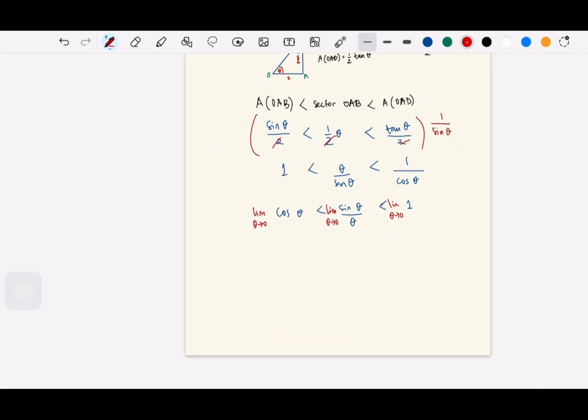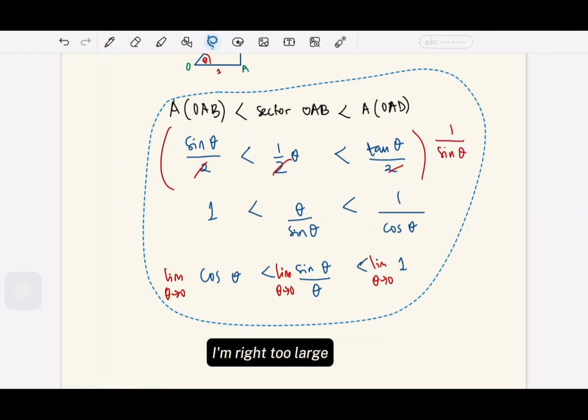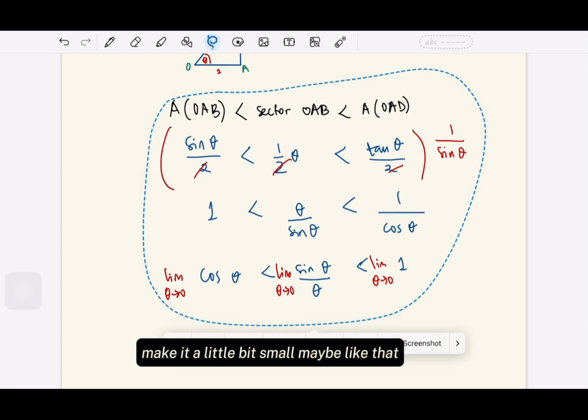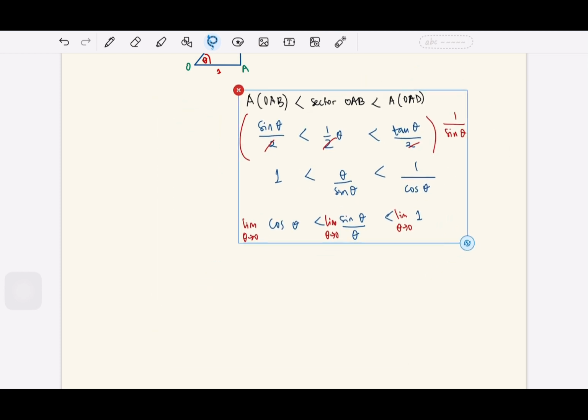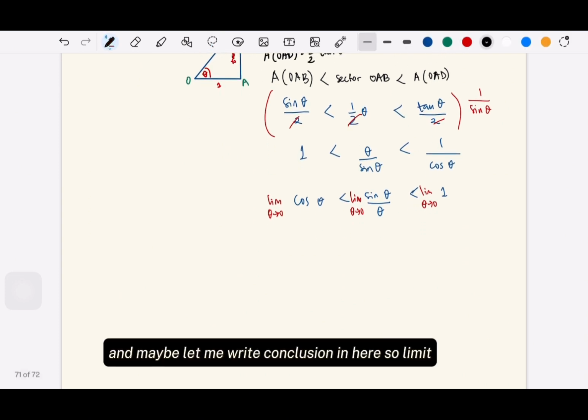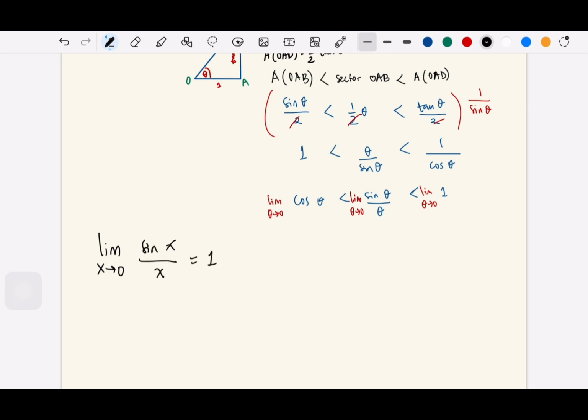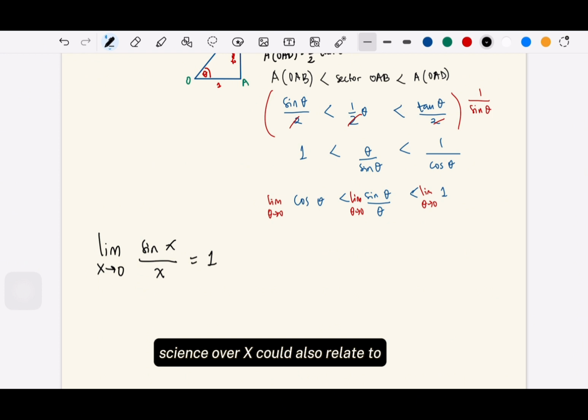Let me make this a little bit smaller, I write too large. And maybe let me write the conclusion in here. So the limit as x approaches 0 of sine x over x is equal to 1. Usually, this limit, sine x over x, will also relate to this limit, that we can also prove.